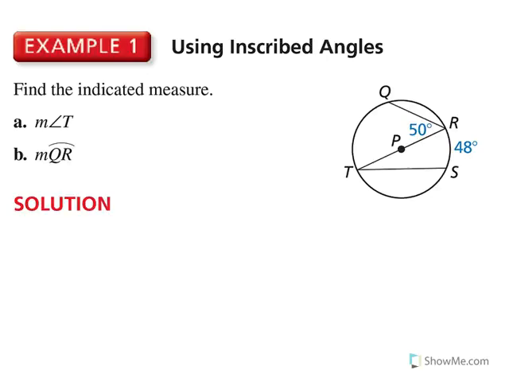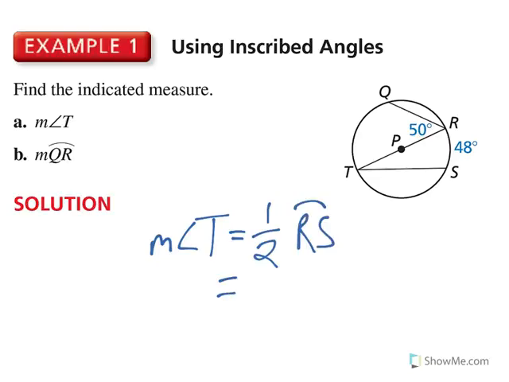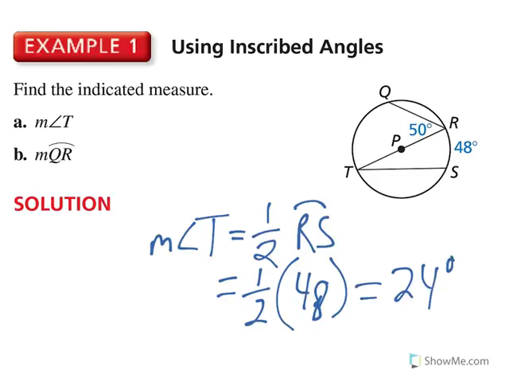So when we look at this first example, we're going to be able to find that. When we look at the measure of angle T, the measure of the angle is half the arc. So the measure of angle T would equal half the arc that it intercepts, the arc across from it, of RS. So we plug this in, half, RS is 48, it says on the outside there. So we put in our 48. And so half of 48 gives us 24 degrees. So the measure of angle T is going to be 24.